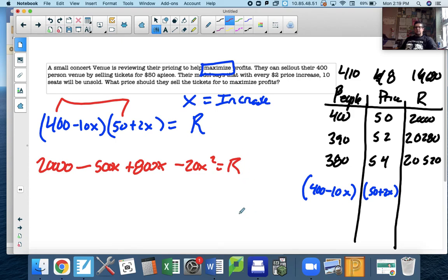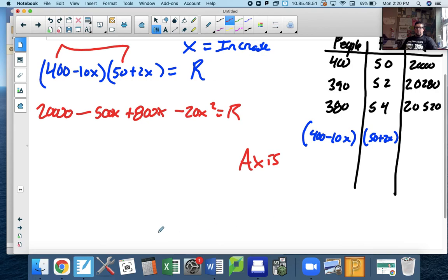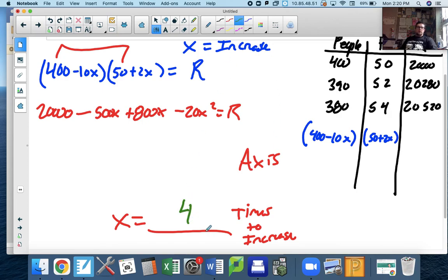And from here, you're going to find your axis of symmetry. It's going to give you x equals something, but that's not the price. That's the times to increase. So if your answer ends up being 4, that means you should increase the price 4 times. So 4 times the $2 plus the original price, 50.